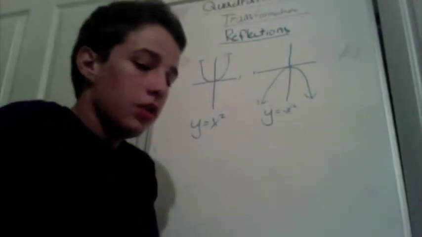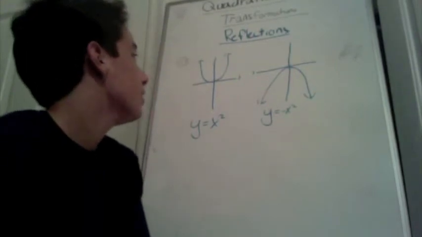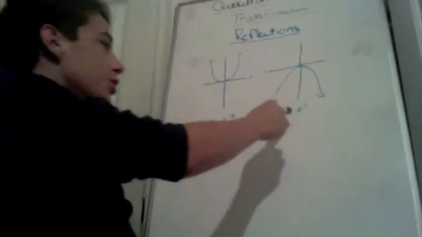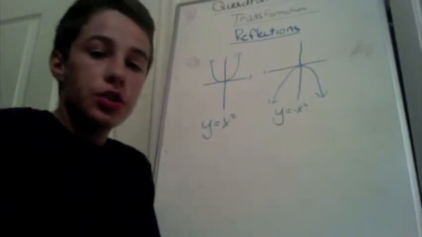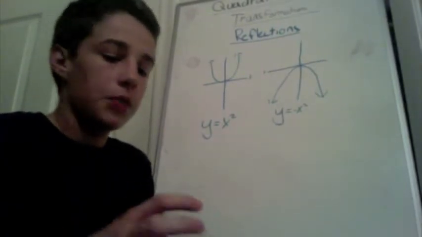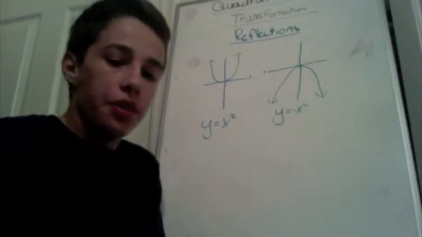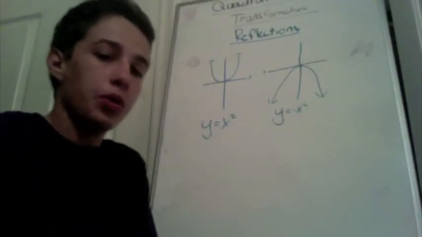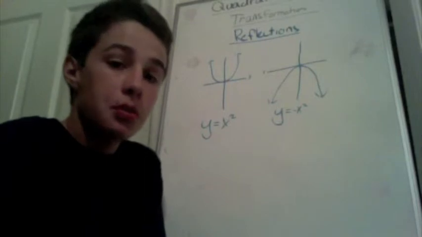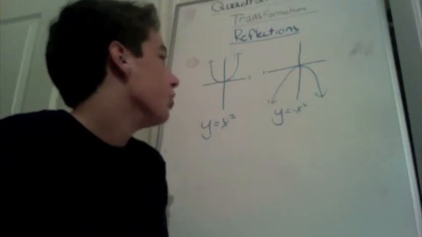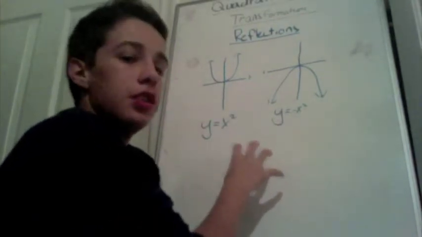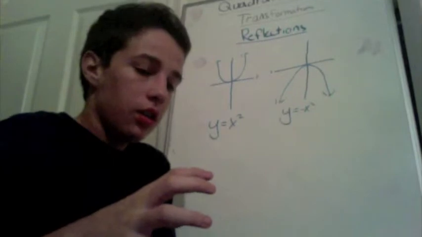The only real tricky thing with setting up equations with x-axis reflections is combining them with translations or vertical stretches. I'll explain that in the last video that I do, which is going to go over combining all of these into one equation.